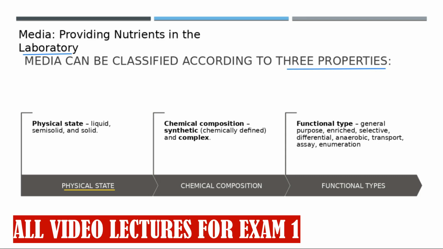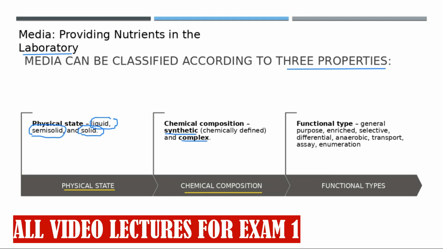The first one is liquid. So that media is liquid. The second one is semi-solid, like gelatin. And the last one, the media is solid, very firm. The next one is based on chemical composition. Okay. Based on the chemical composition, there are only two types of media, maybe synthetic or complex.